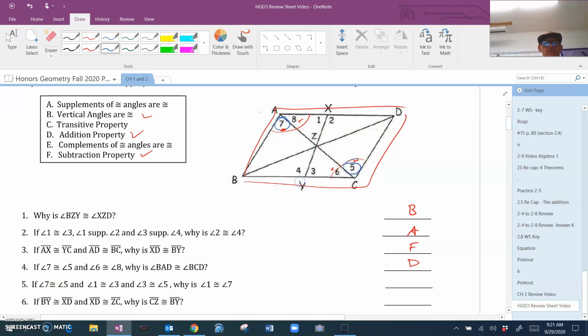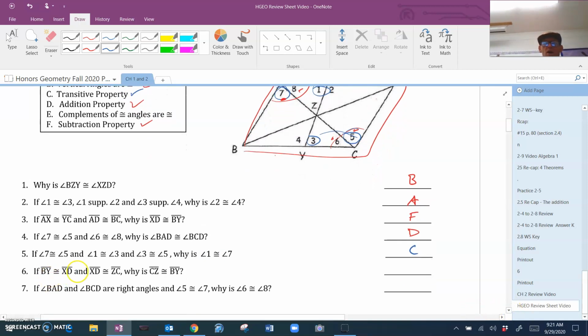All right, next question says if angle 7 is congruent to angle 5, so this one and this one, and angle 1 is congruent to angle 3, well, that's kind of weird, but angle 3 is congruent to angle 5, why is 1 congruent to 7? That is what is known as the transitive property. So that's C.